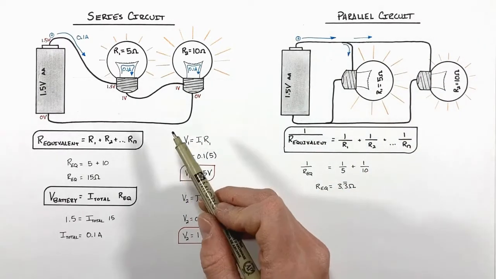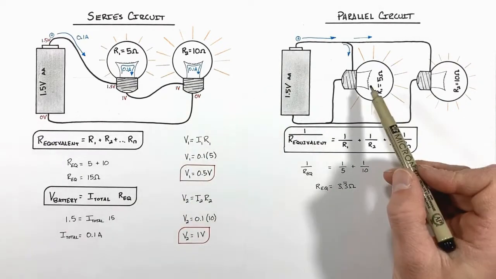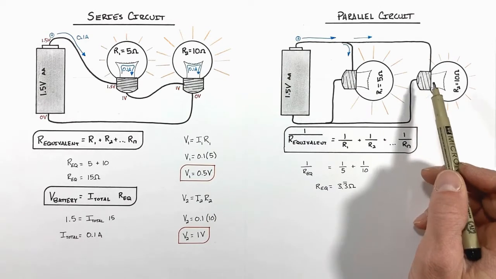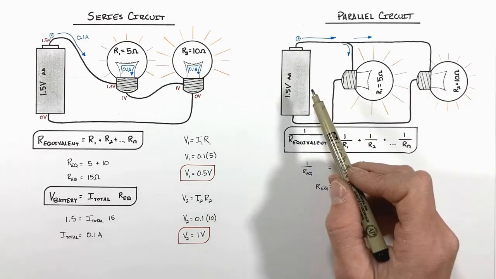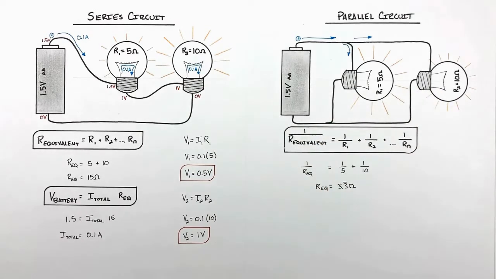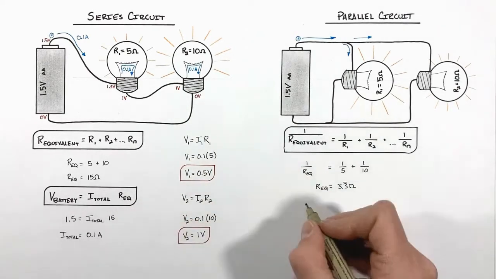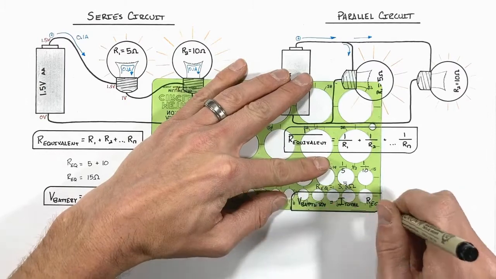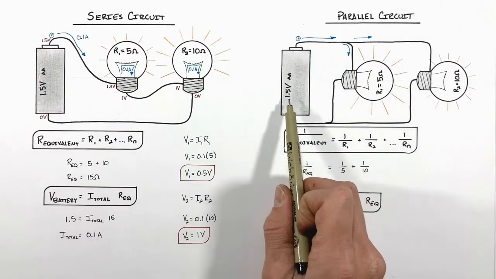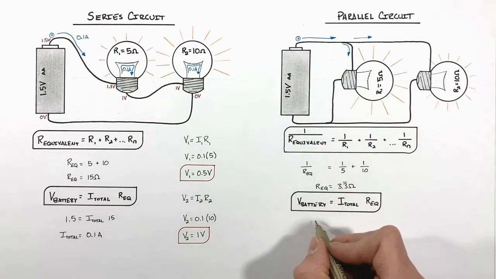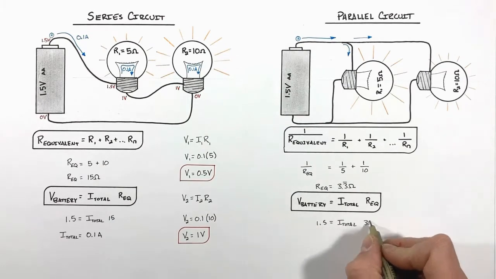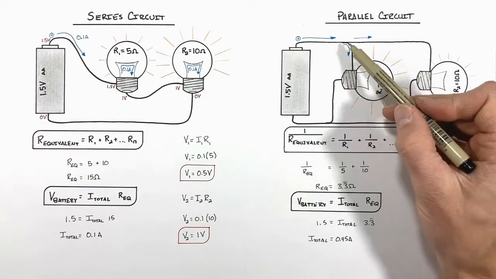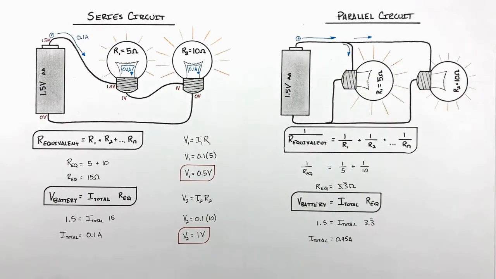But just like when dealing with a series circuit, if we want to solve for the current and voltage across each of these resistors, we need to first solve for the current coming out of the battery. So using the same equation as before, and plugging in our values for the voltage of the battery and the equivalent resistance, we find the total current coming out of the battery is 0.45 amps.